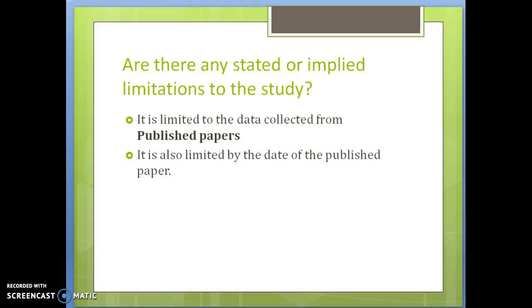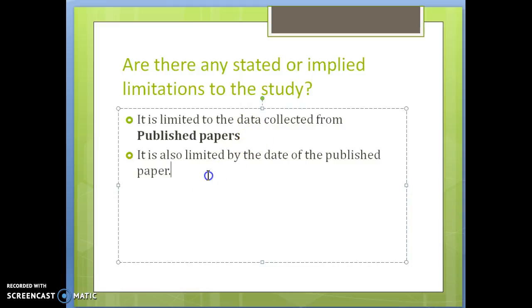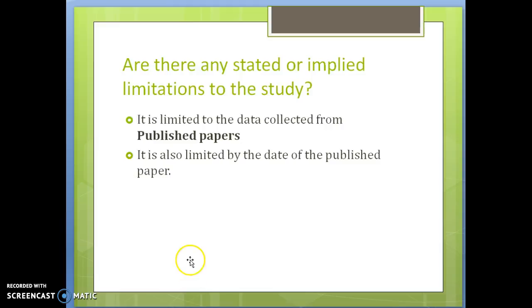Are there any stated or implied limitations to the study? It is limited to the data collected from published papers. There are papers that are not published, blogs, and some other sources of information that are not used. It is limited by the date of the published papers. She only limits her date range. There are papers published before the date or after the date, and she didn't use them.